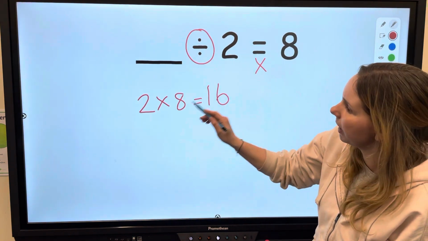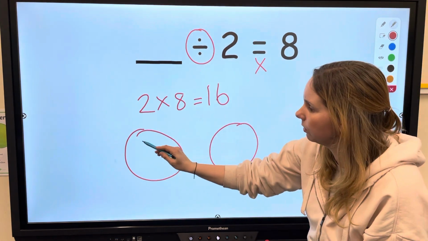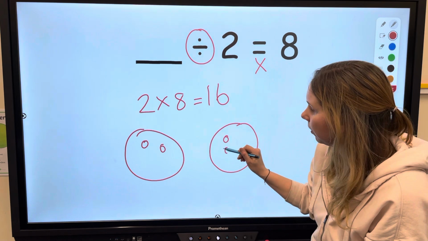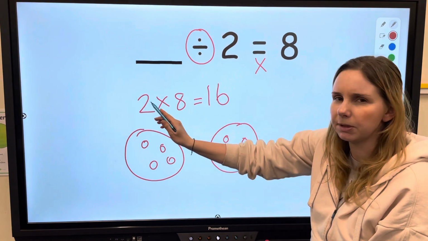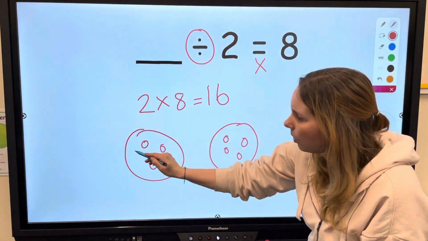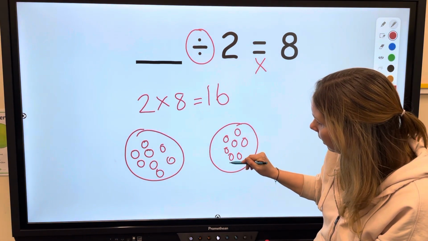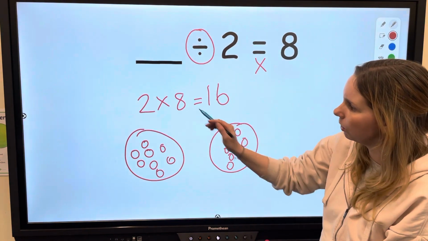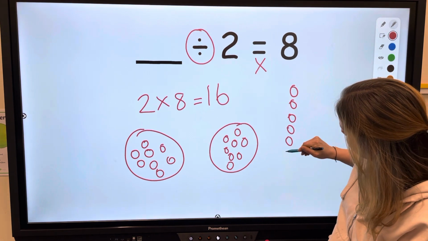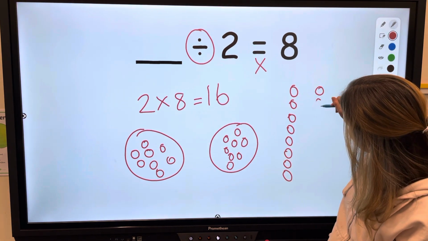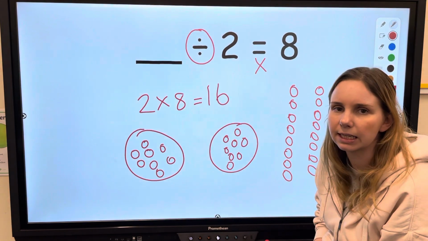If you couldn't remember your doubles, okay, you may have just drawn 2 groups and you could have put 8 in. 1, 2, 3, 4, 5, 6, 7, 8. Ooh, but it says 2 groups of 8. So 8 in that group, 8 in that group. 2 lots of 8. Okay, you could have drawn it as an array. 1, 2, 3, 4, 5, 6, 7, 8, and 1, 2, 3, 4, 5, 6, 7, 8 is 16.